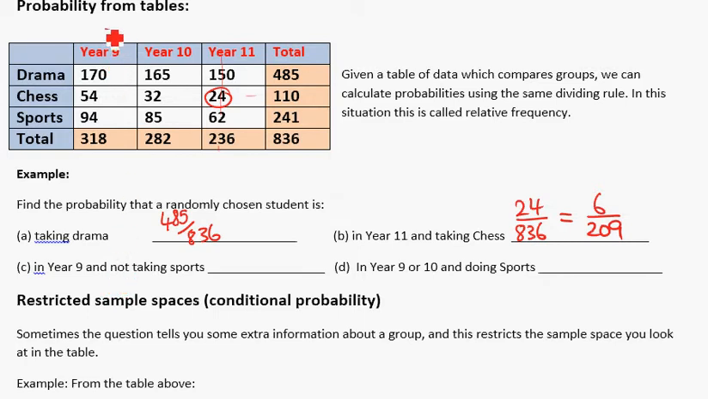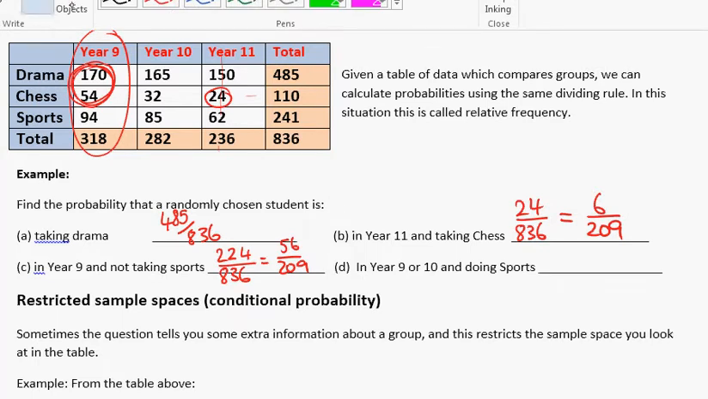Right, part C, we want the probability that in year 9 and not doing sport. So the students in year 9 are down this column, but we want the probability one of them is not doing sport, which would be these ones here. And adding them up, out of 836 students altogether. So they're in year 9 not taking sport, that's this group here. Simplifying on a calculator, 56 over 209.